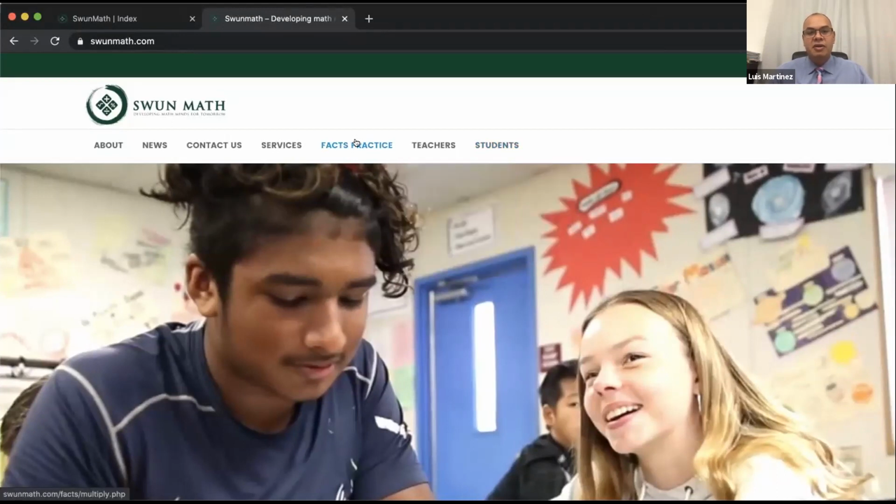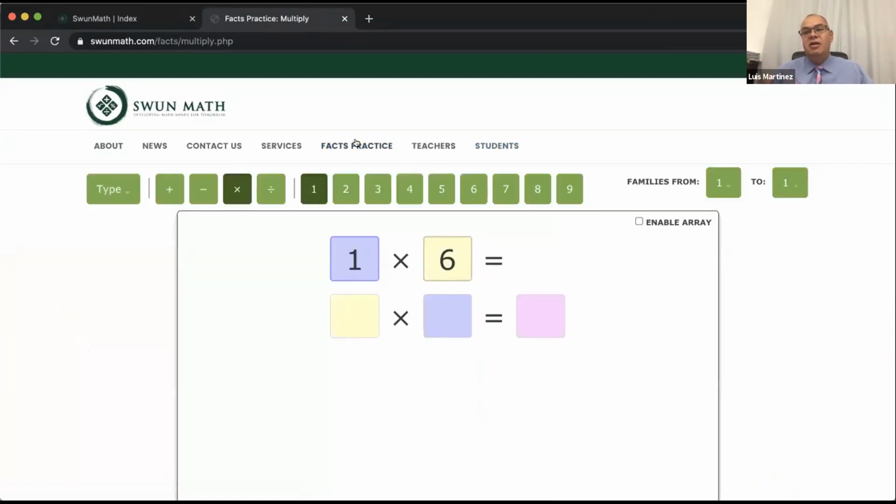So you click on facts practice, and this is the one where parents or students get to self-select what specific facts they want, what type of support they're going to get, and which kind of operation they're going to practice. So first of all, I'll show you the drop-down menu.